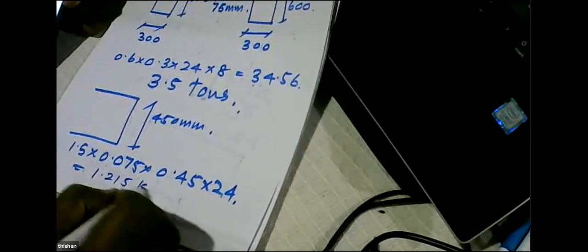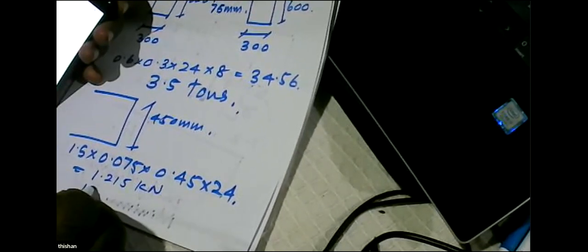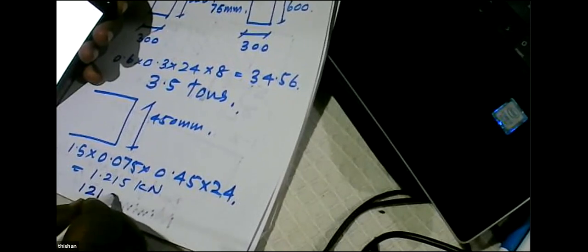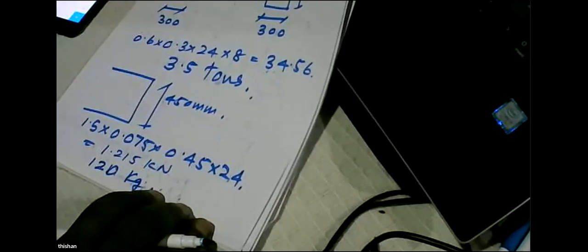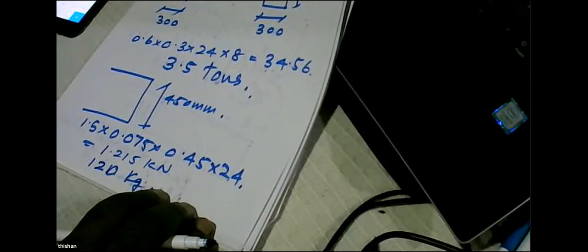Now let's look at the weight, because I'm looking at the constructability of the bridge. Whenever you do something, we have to always look at the constructability, how we are going to construct it. 0.075 into 0.45 into 24, and that is 1.215 kilonewtons or 120 kilograms. The weight of the slab panel is 120 kilograms, so even four people can lift it.